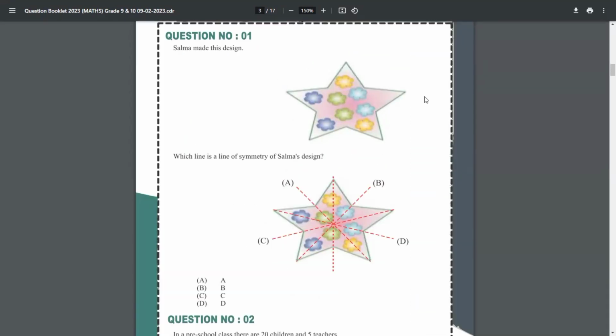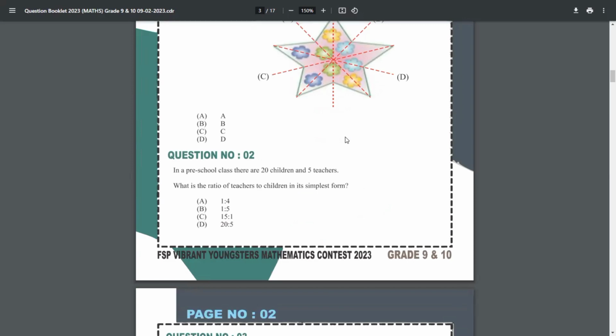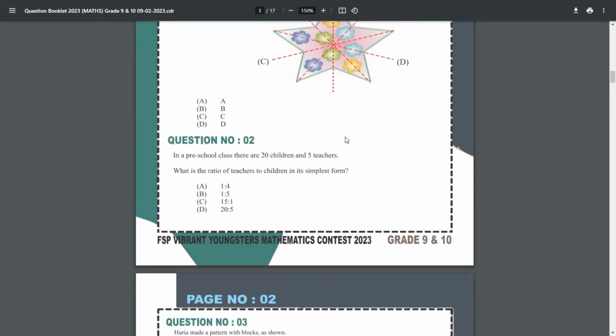Salma made this design. Which line is a line of symmetry of Salma's design? So the correct answer is option C. Question 2. In preschool class, there are 20 children and 5 teachers. What is the ratio of teachers to children in its simplest form? The correct option is A.